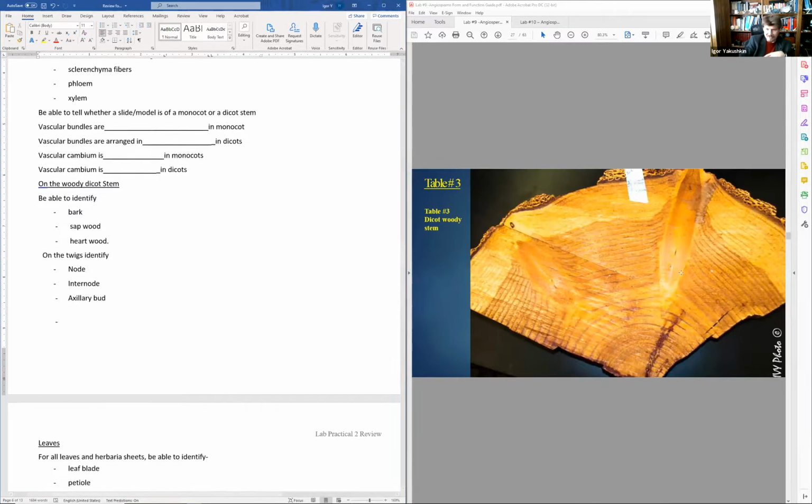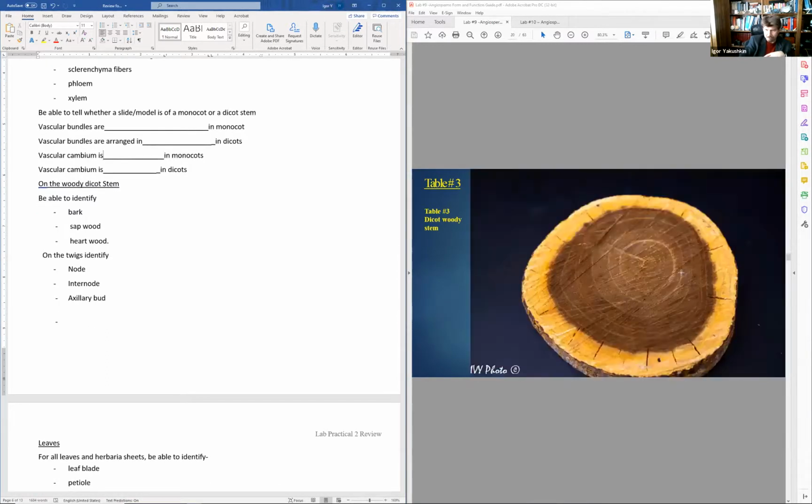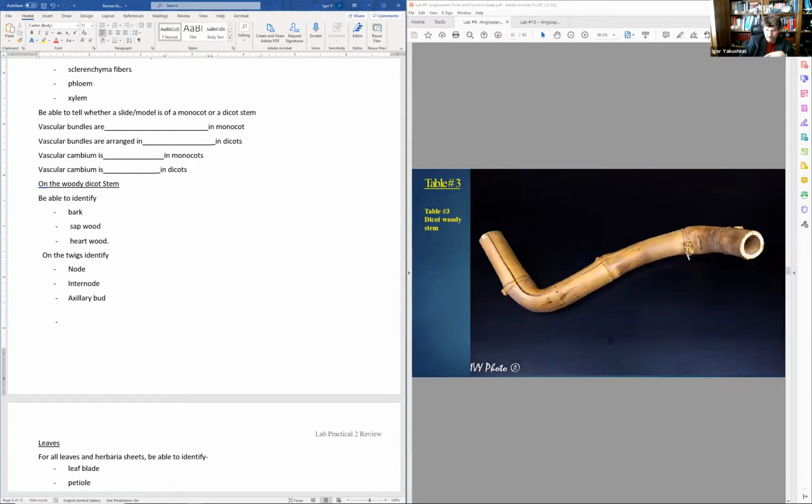On the twigs, be able to identify the nodes. This is where the leaves will attach. There is a node scar, so to speak, or leaf scars. Then the axillary buds, there is no terminal bud, and the place between the nodes is known as the internode.